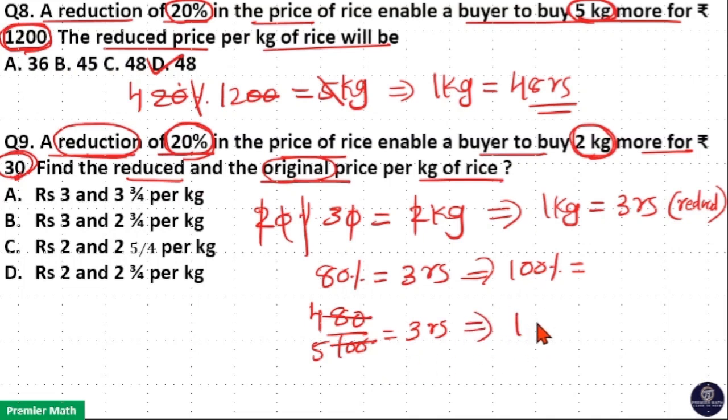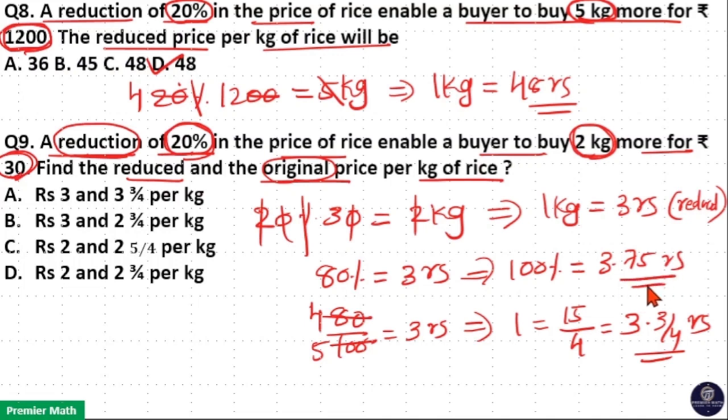So 1 unit is equal to 3 into 5, 15 divided by 4, which is 4 goes 3 times in 12, remaining 3. So 3 by 4, that is 3 and 3 by 4 rupees, which is equal to 3.75 rupees. That is, original price is equal to 3.75 rupees and reduced price is equal to 3 rupees. That is option A is your answer.